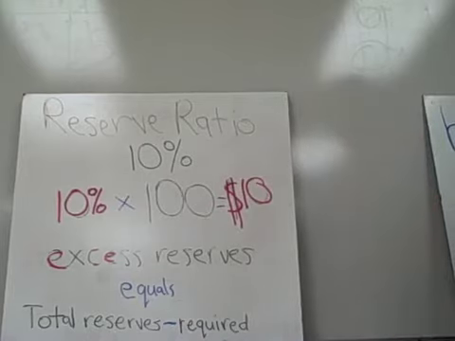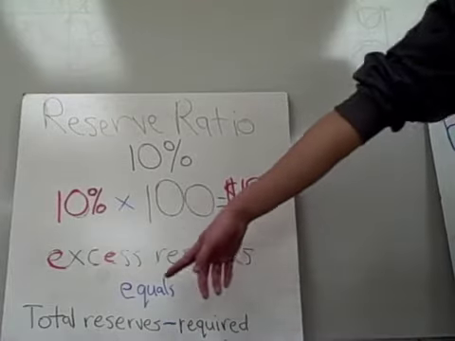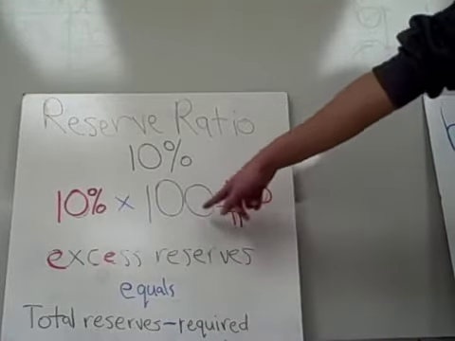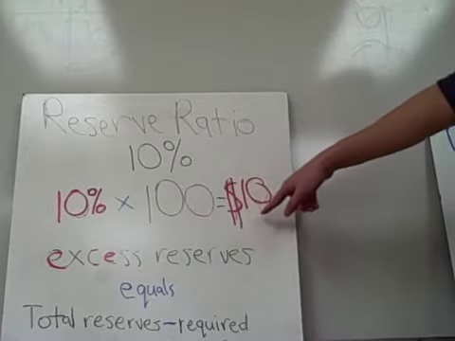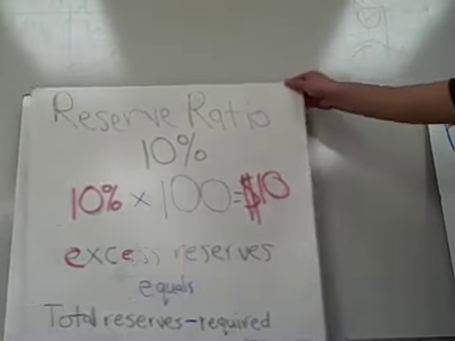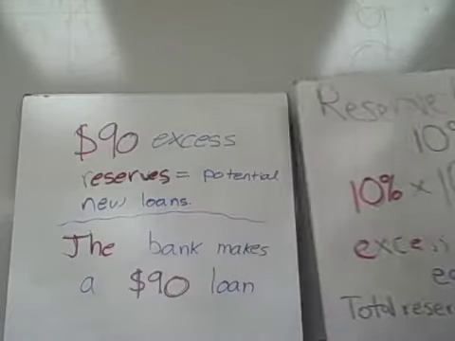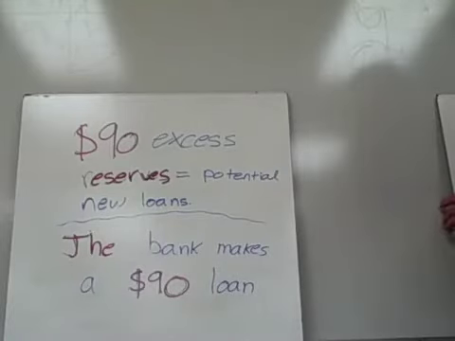And then we get into excess reserves. Excess reserves is total reserves, $100, minus required reserves, which is $10. So excess reserves is $90. This $90 is how much money a bank can potentially lend out to other customers. So the bank can increase the money supply by $90.